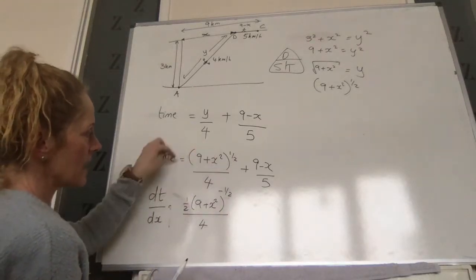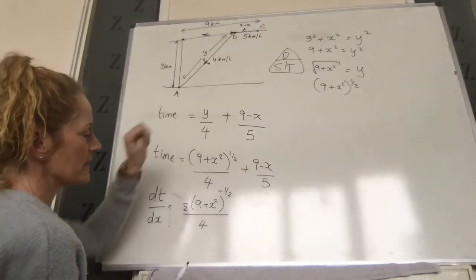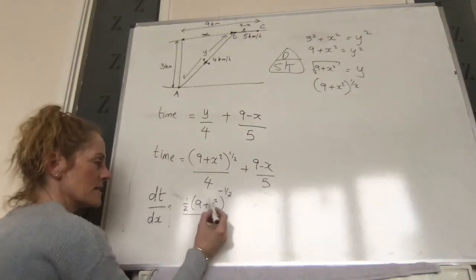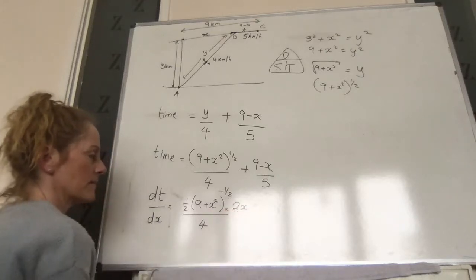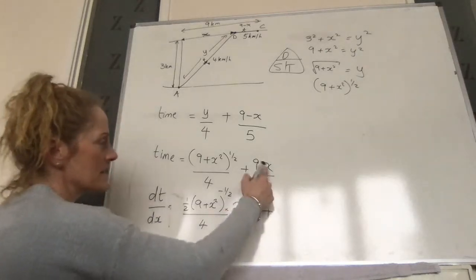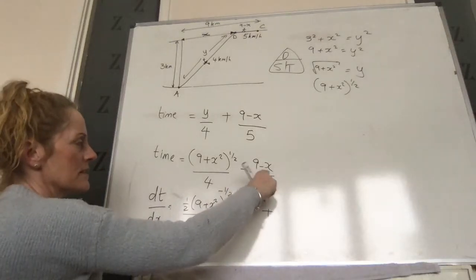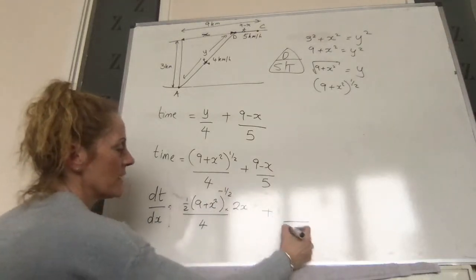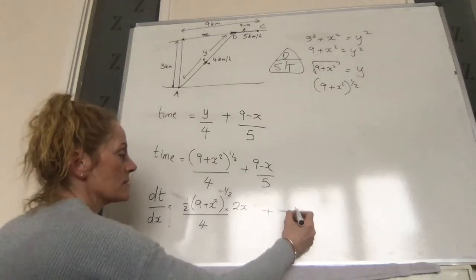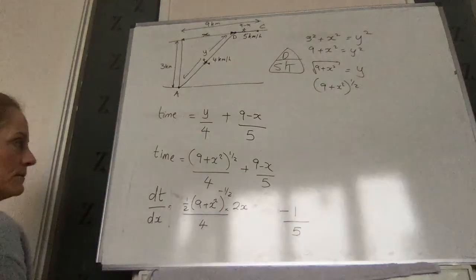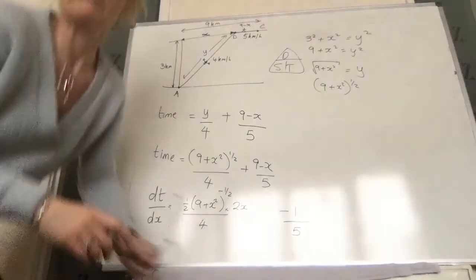dt by du is a half u to the power of minus a half. But because that's not just an x in there, we still have to multiply by that piece differentiated, which is 2x. Plus, when we differentiate this, you just differentiate the top because the 5 is just a constant. And when you differentiate 9 minus x, you just get minus 1. So that becomes minus 1. Okay, I'm going to rub out and move on.